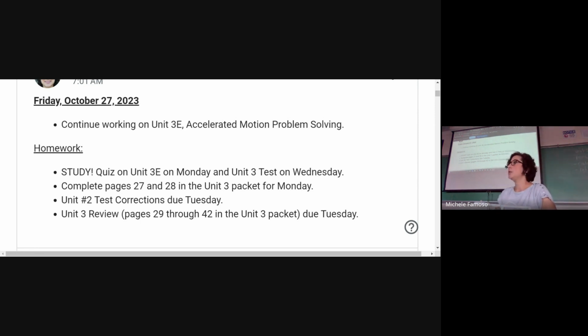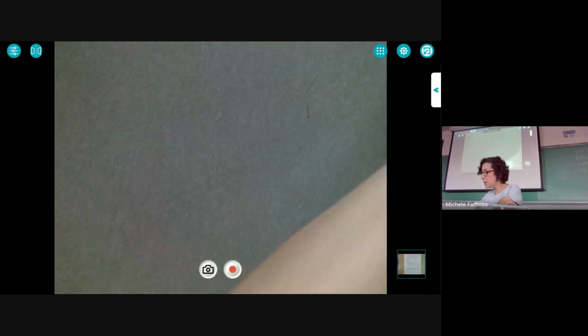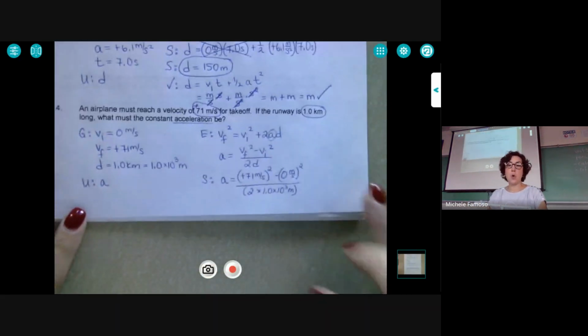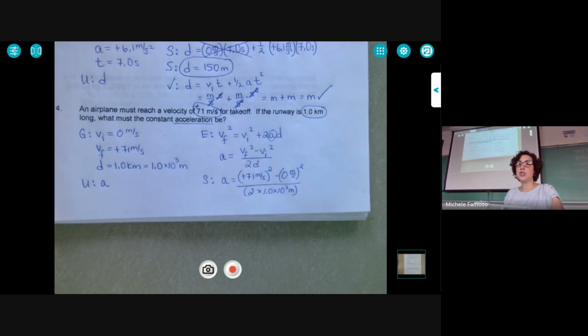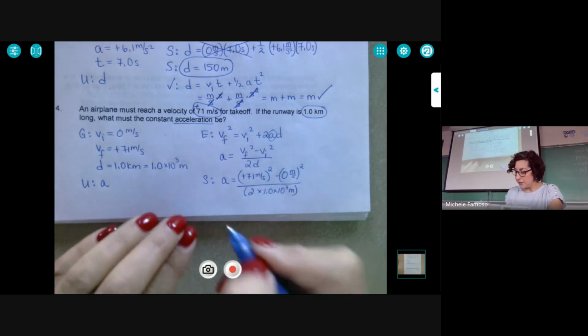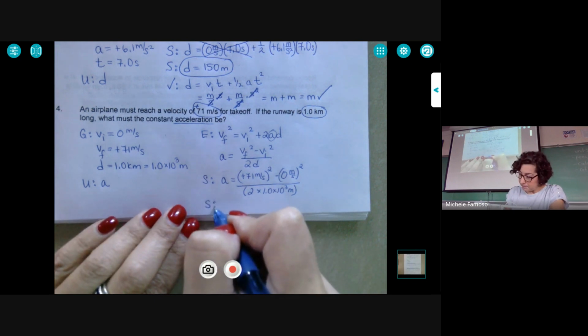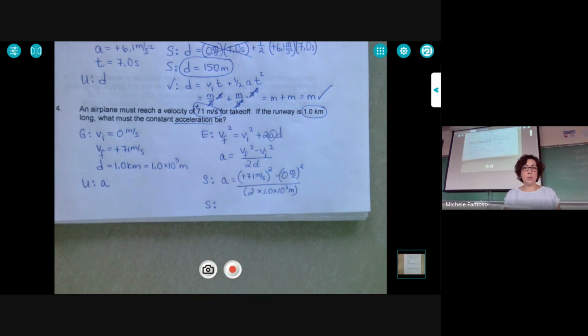All right, any questions? All right, then let's go to our packet and let's continue where we left off yesterday, which is in problem 4. We got the substitution done, but we did not get to the final answer. So let me give you all a minute to calculate that out, and then we're going to start going around the room where everybody does a piece of the question.